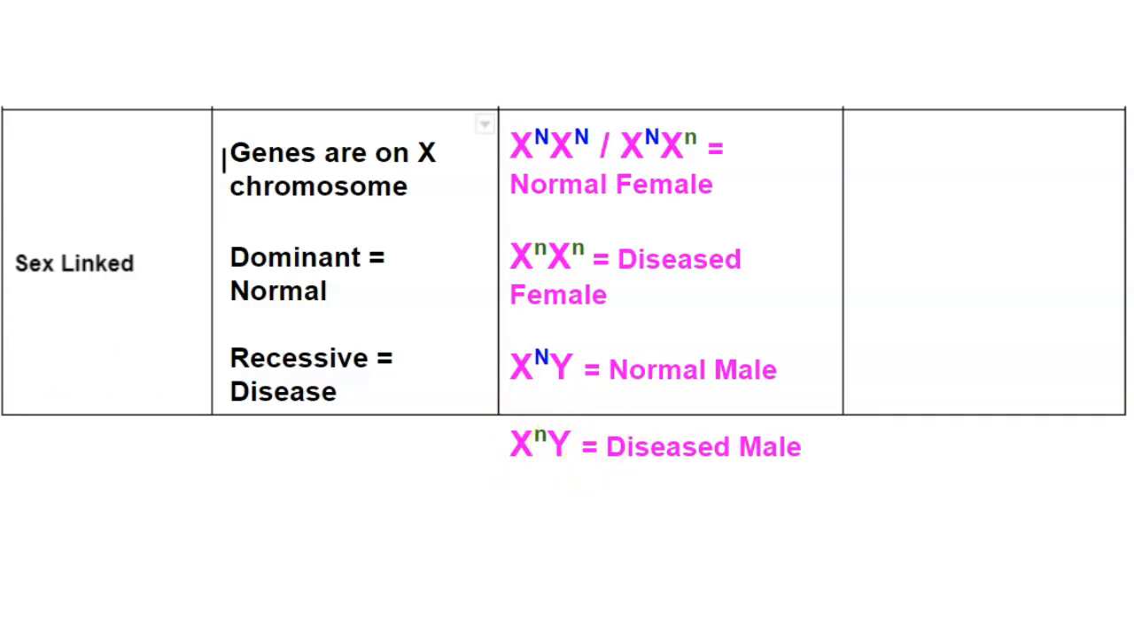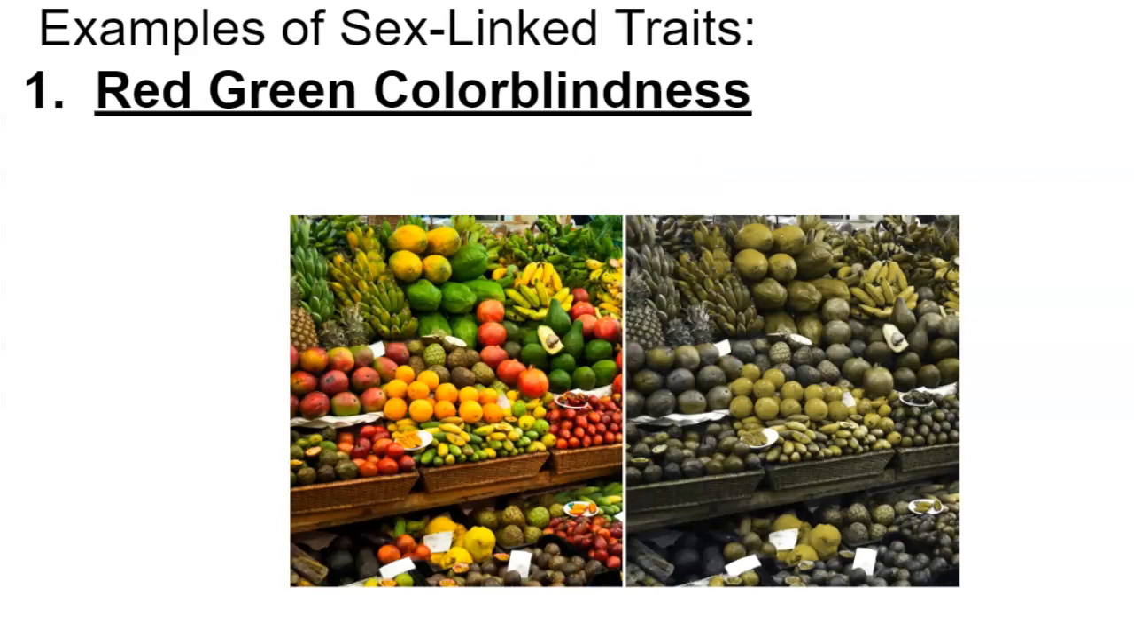So what are some examples of sex-linked traits then? Well, the first one we have is something called red-green color blindness, which is super, super common. Somebody who has red-green color blindness, instead of seeing the picture on the left, sees the picture on the right. They would actually see these two pictures as the same thing. So the red and the green look the same color. They can't tell the difference between red and green very easily.